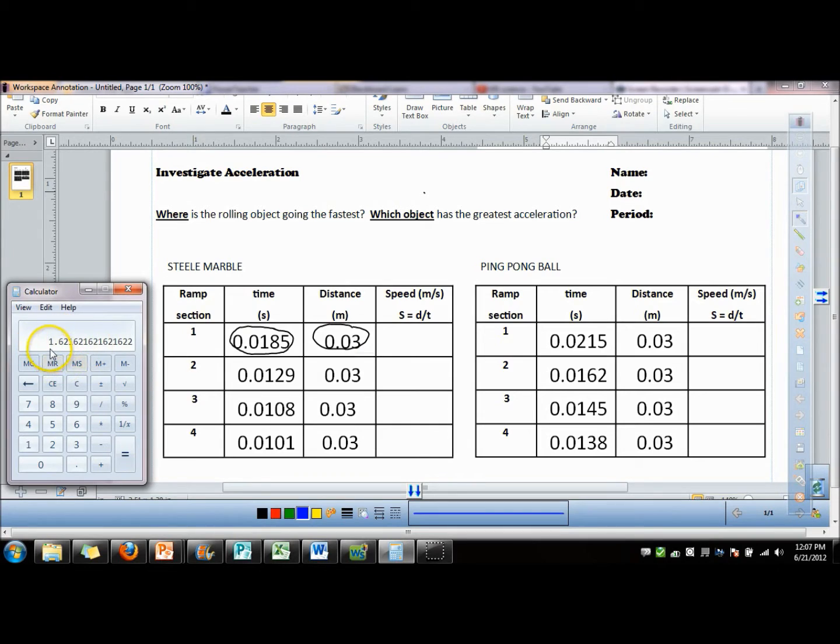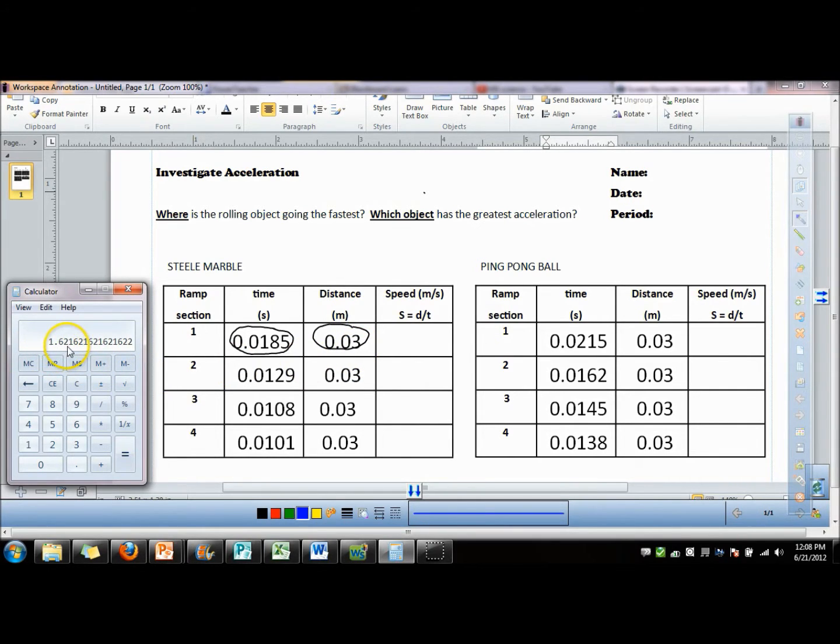You can see here that the calculation turns out to be 1.621621 blah blah blah. Now, as I always tell you, you need to round your information to the nearest decimal point, whatever that happens to be. To round, you go to whichever of your measurements has the least number of decimals. In this case, that would be the distance. So the distance goes out to the hundredths, so we're going to round to the hundredths.